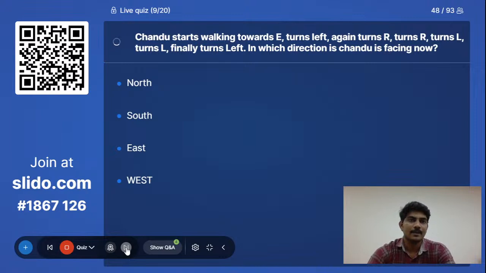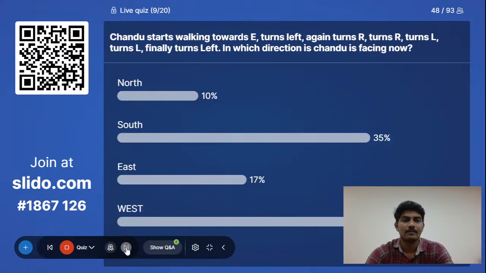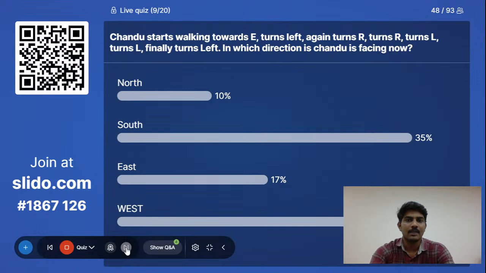Let's see who has answered. Okay, 10% of the students answered the first option, and 38% of the students chose the last option, that is west, and 35% chose the answer south, and only 17% chose east. Let's see what the exact answer is for this question. And the answer for this ninth question is west, which 38% chose correctly.